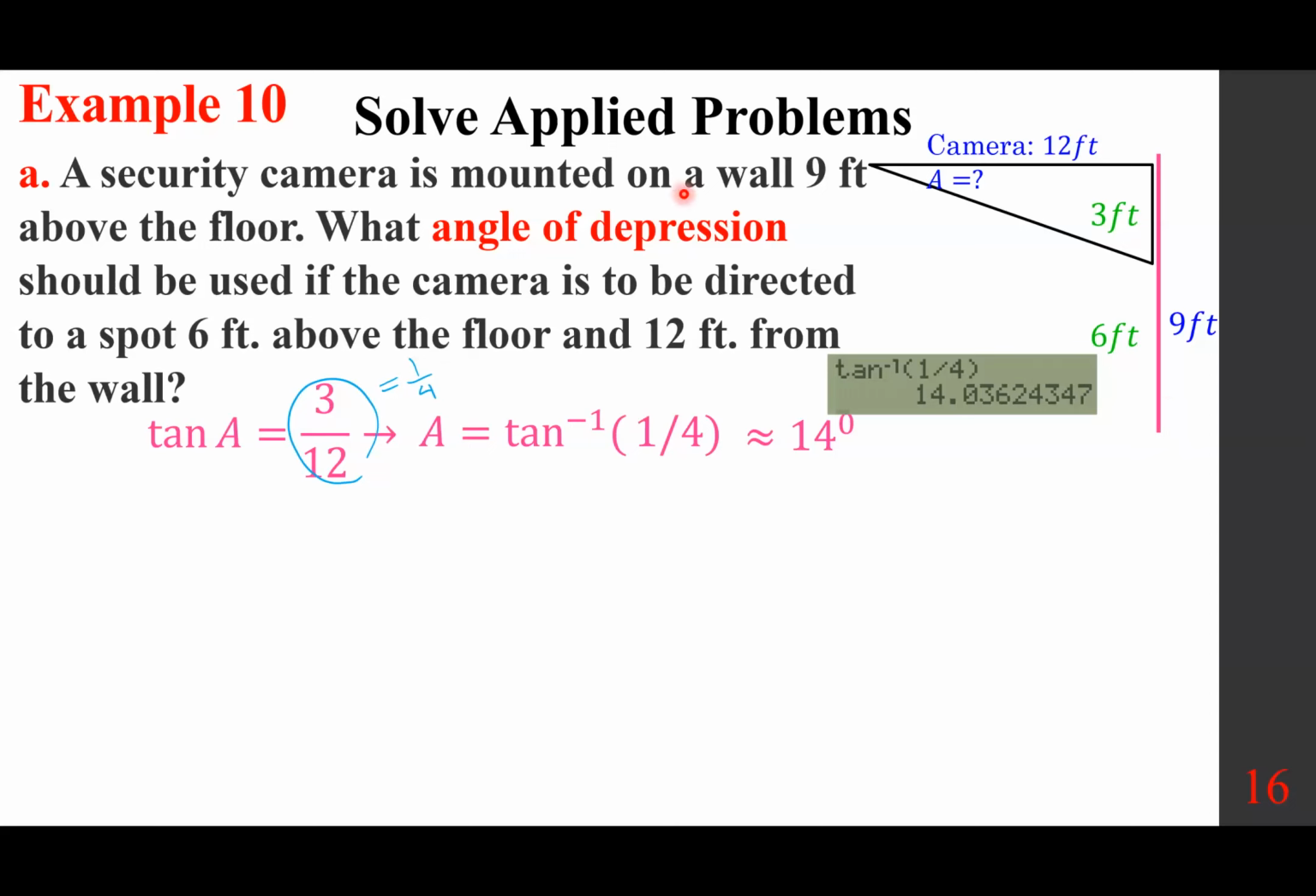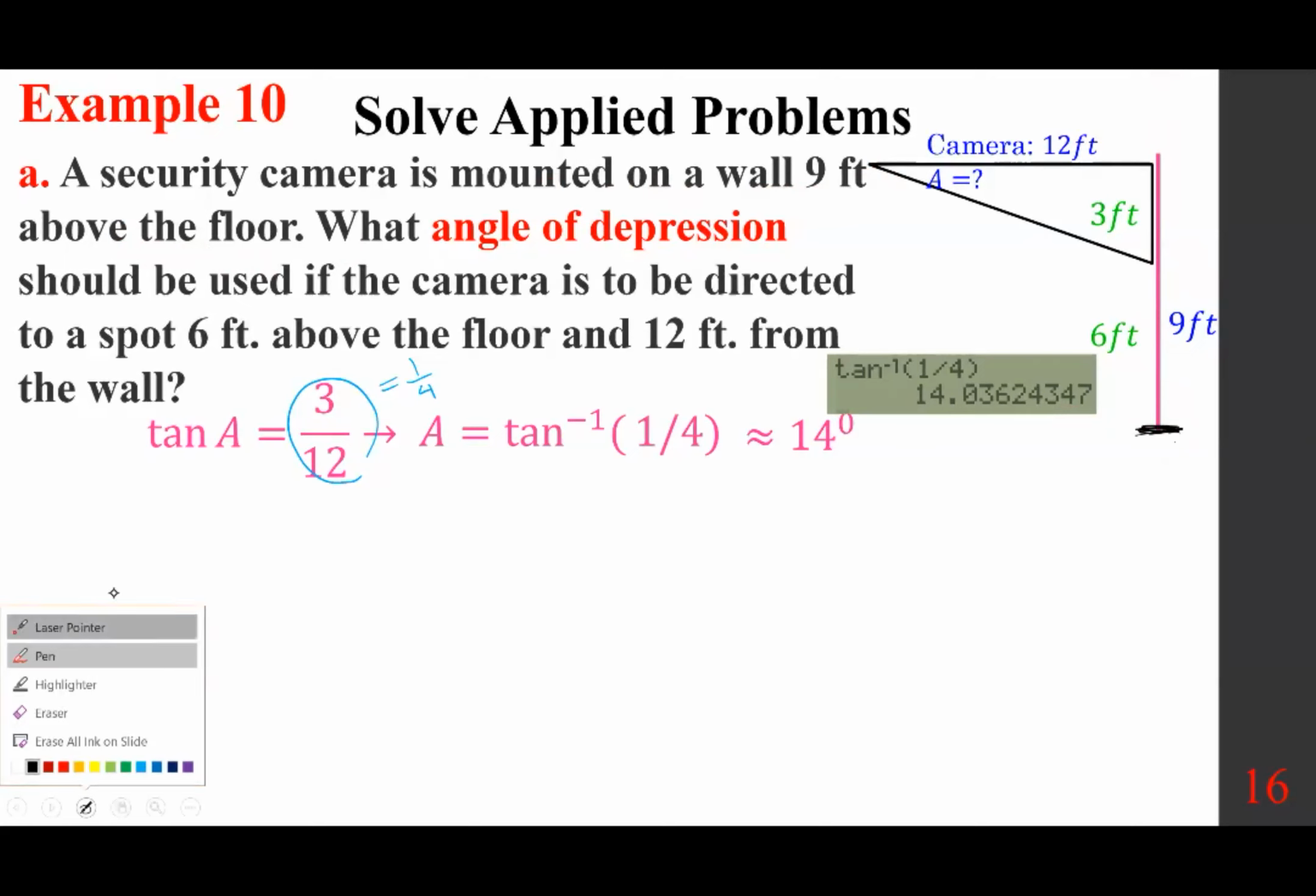A security camera is mounted on a wall 9 feet above the floor. So that means 9 feet above the floor. So this is the floor. So 9 feet above the floor, when it says above the floor, somewhere here. And it is 12 feet from the wall. So it's somewhere here, 12 feet from the wall. So this distance is 12 feet.